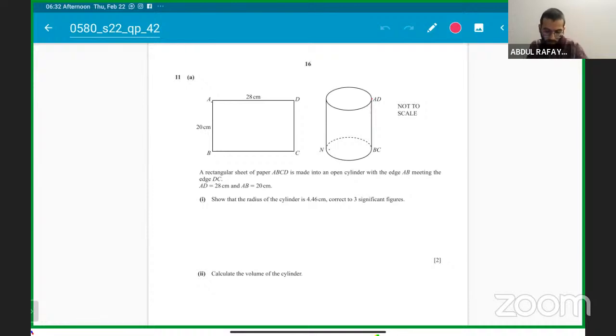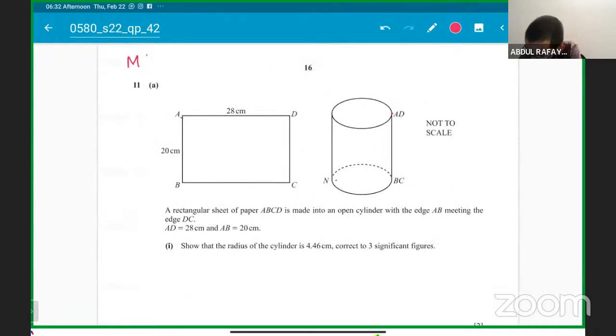Okay, guys, let's start working on this one now. Is everyone there with me following? So what does question 11 offer? Let's write it down. This is from May, June 2022, paper 4, variant 2. A very important question, so let me explain the reasoning behind it. They are saying that a rectangle sheet of paper, that is ABCD.